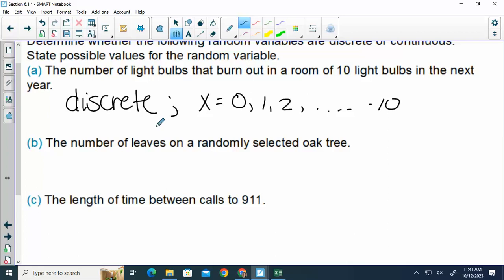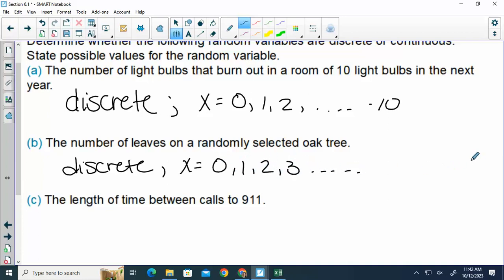B, the number of leaves on a randomly selected oak tree. Discrete. We can count them. Doesn't mean we want to, but we can. So what would be my possible x values? Can we have negatives? Can we have 0? Yeah. 1, 2, 3. Is there a maximum? No, so that could just keep going.